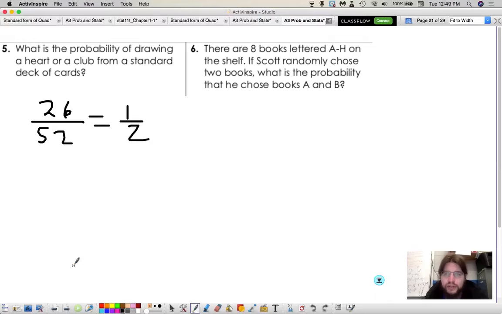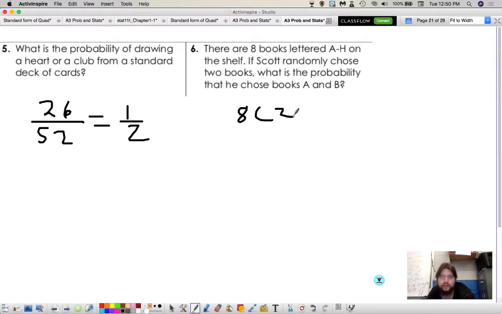There are 8 books lettered A through H on the shelf. Scott randomly chose 2 books. What is the probability that he chose book A and B? All right, so it doesn't matter if he chooses A, then B, or B, then A, right? So how many possibilities are there? In fact, that's a combination. 8 choose 2.